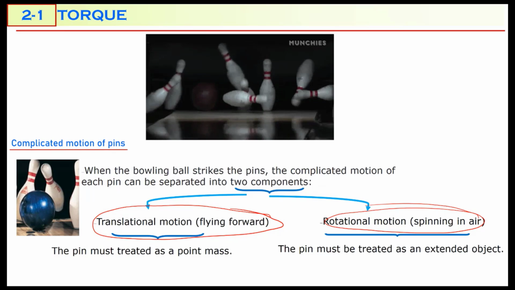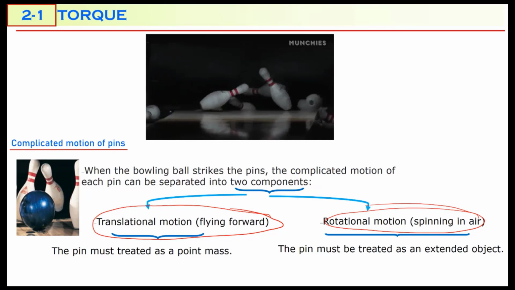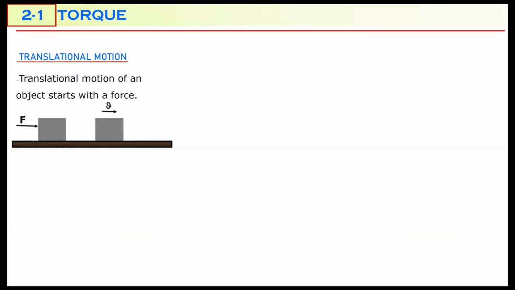How can you start to rotate the pin? The pin is spinning in the air because the bowling ball hits the pin. Now we will try to understand how we can start rotation of an object, but I'm going to make a connection to 11th grade. How can you start translational motion of an object? How can you start your car? You obviously have to put a force on it. Without force, it's impossible.